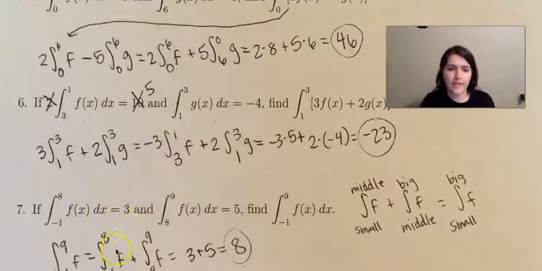And then we're just going to plug in these numbers that we are given. So that's 3 plus 5, and then we get 8. So there we are.